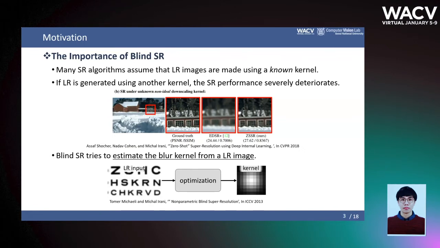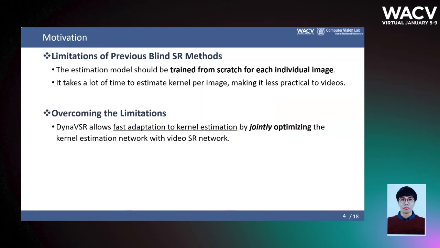Previous works in super resolution usually assume a non-blind setting with a fixed bicubic downsampling kernel. However, if a low-resolution image is generated using a different kernel, the SR performance severely deteriorates. Existing blind SR methods estimate the real downscaling kernels well, but most of them run very slowly, since they require heavy optimization at test time. Therefore, these methods are not practically applicable to video SR.